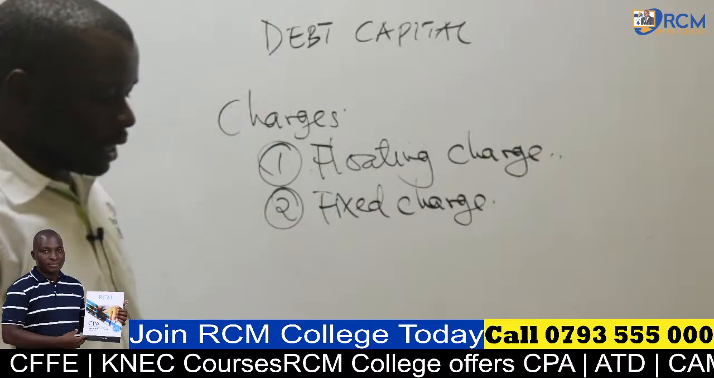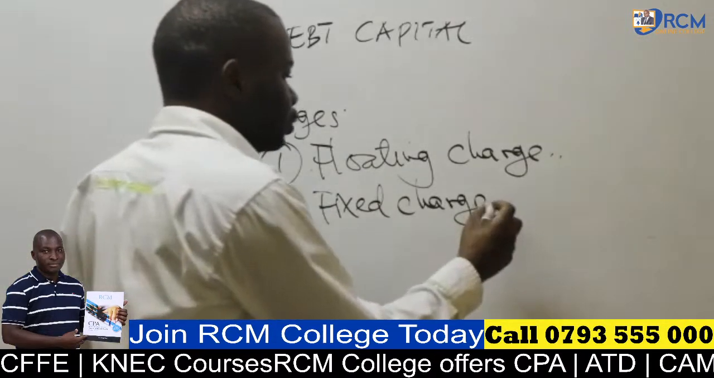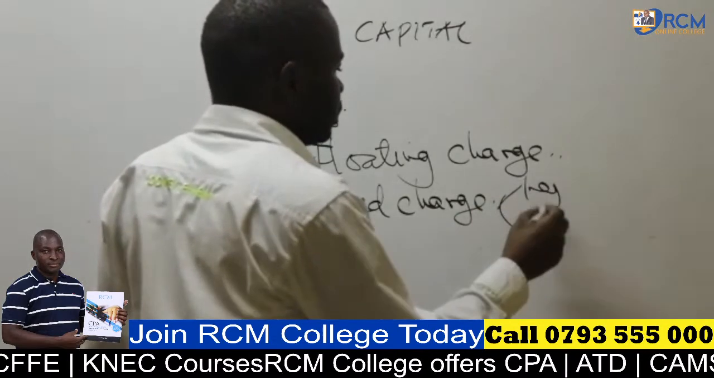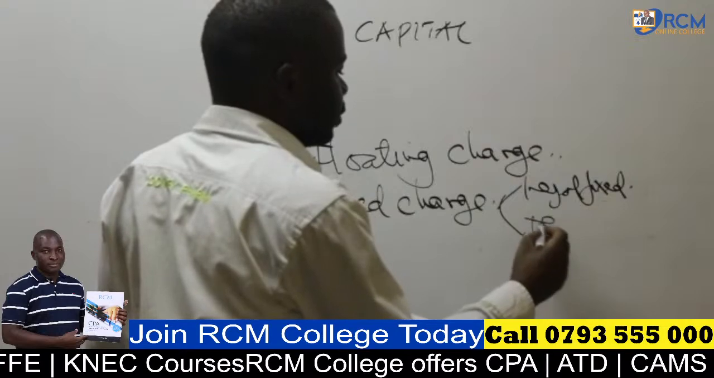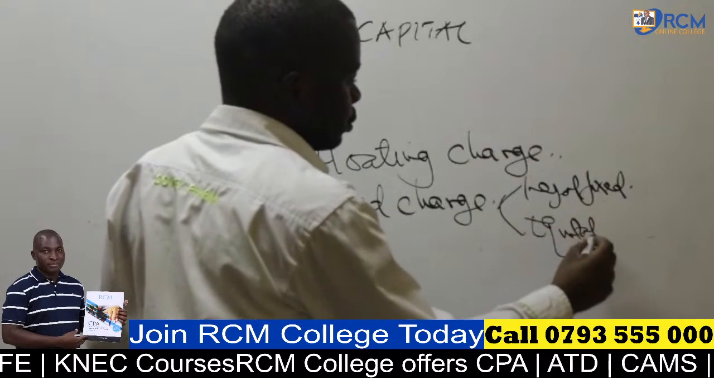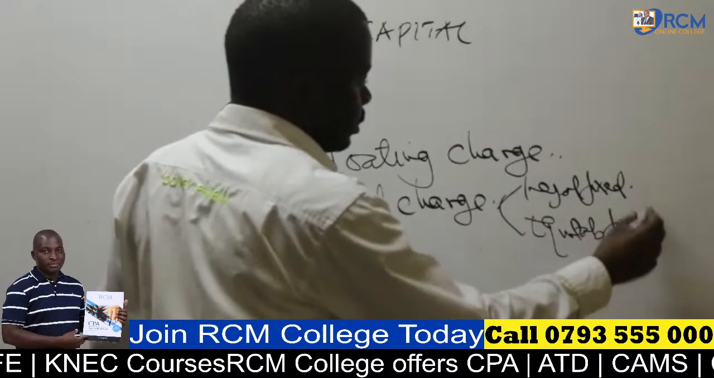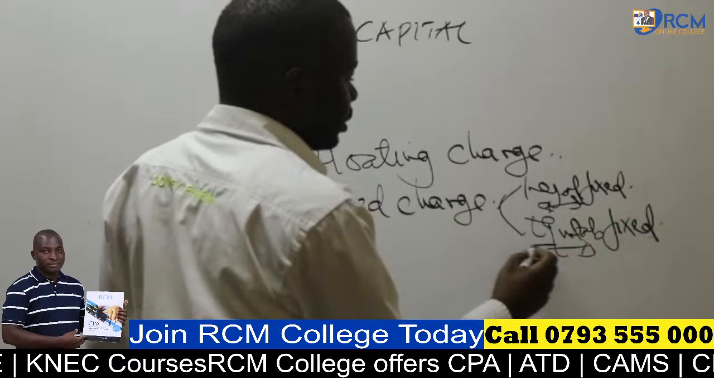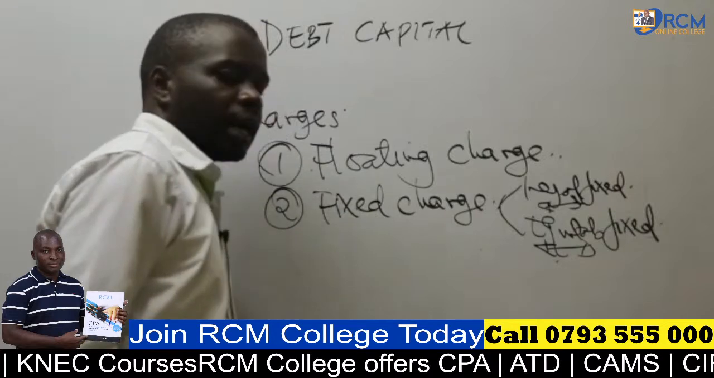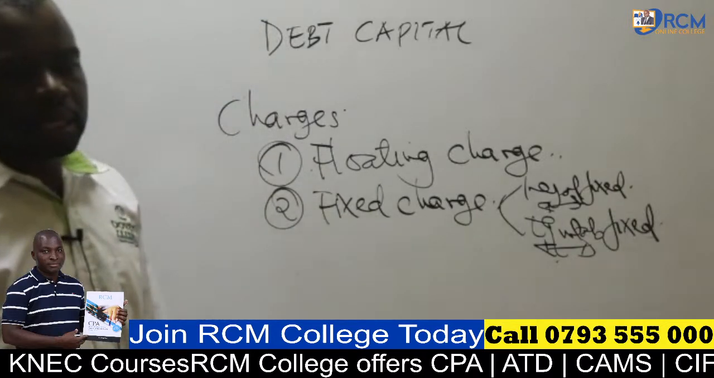So we can have them categorized into two. We can have legal fixed charges, and we can have equitable fixed charges. This one basically relates to what we learned about a legal mortgage and an equitable mortgage.